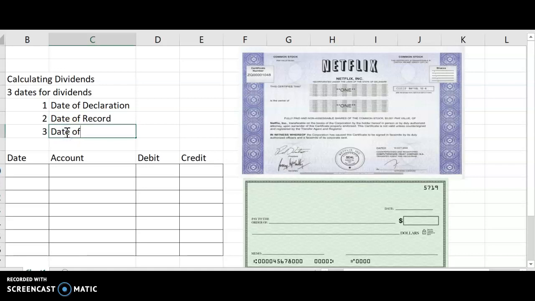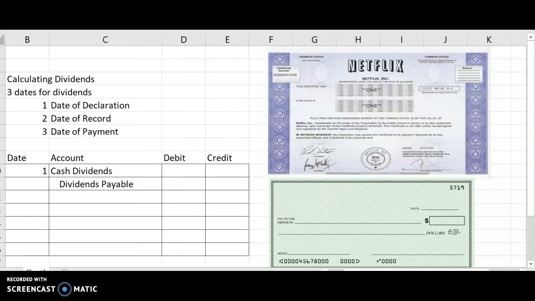And the third one is the date of payment. So on the first one, we record our liability, and on the third date, we're going to pay that liability. Okay, so here's what the first one would look like. So on the first one, we're going to debit an account called cash dividends. And we're going to credit an account called dividends payable. So we're setting up our liability. And it would be for what amount we're paying in total. Let's say it's $100,000.